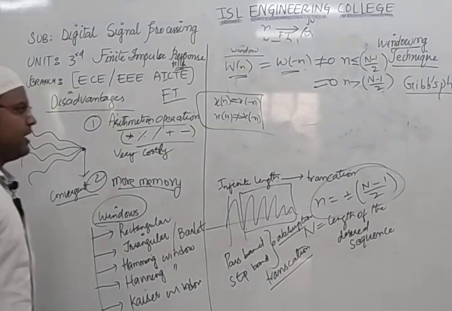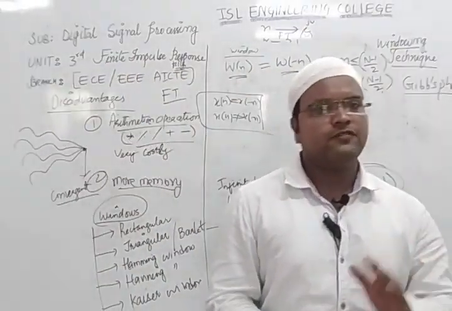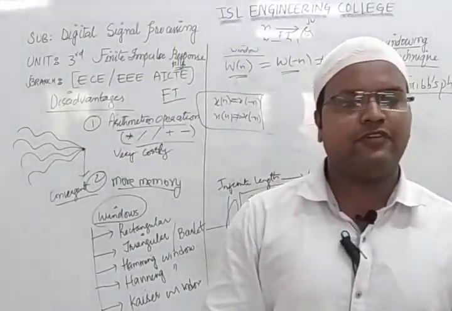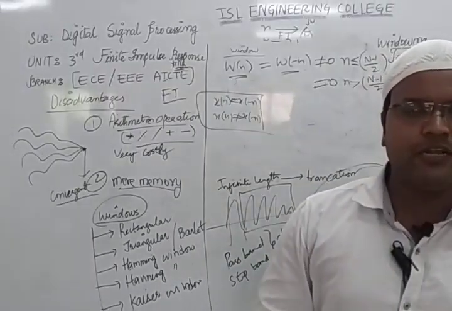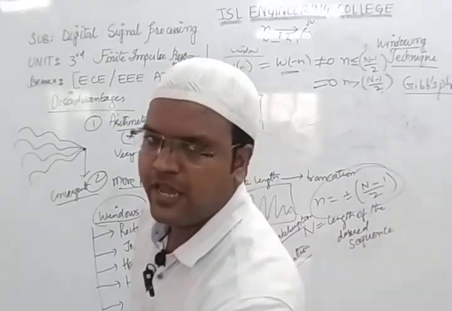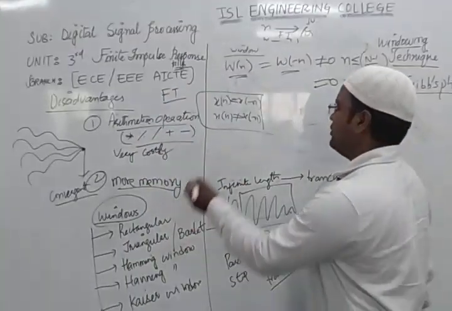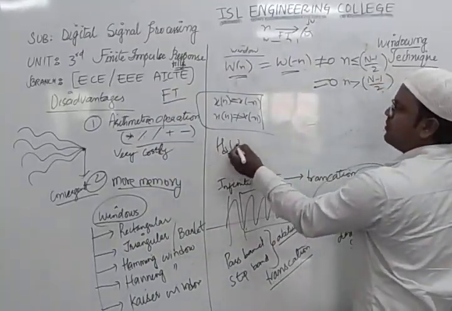So students, in today's class, the first thing we discussed was the advantages and disadvantages of FIR filtering. The second concept we discussed is windowing techniques. In order to get the windowing technique, what are the steps required? The first step is HD of e power j omega.